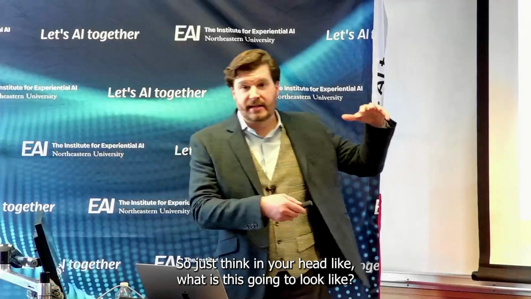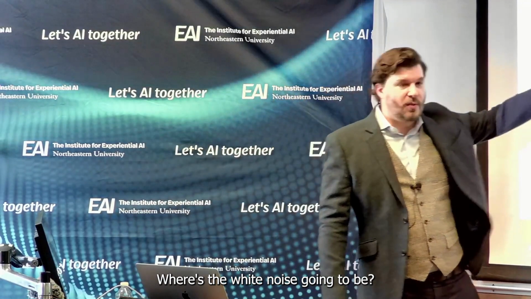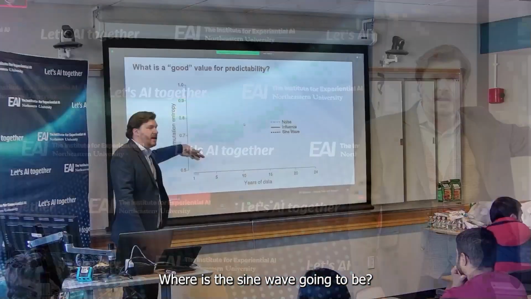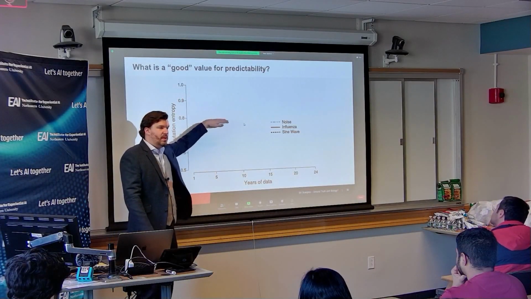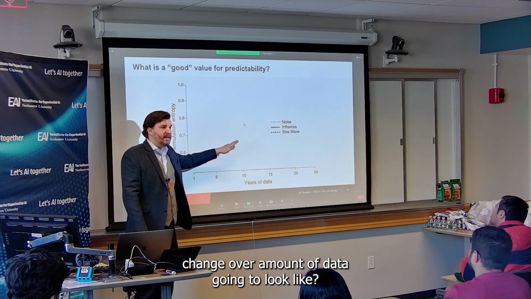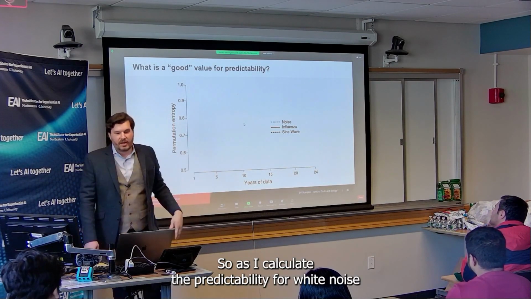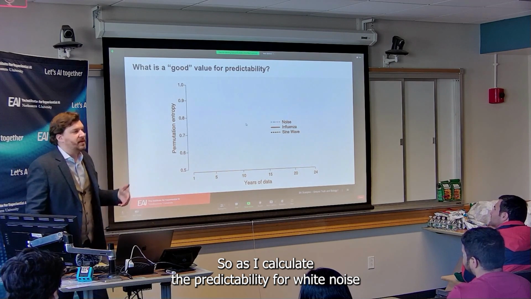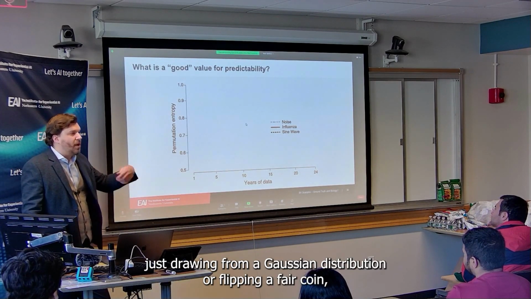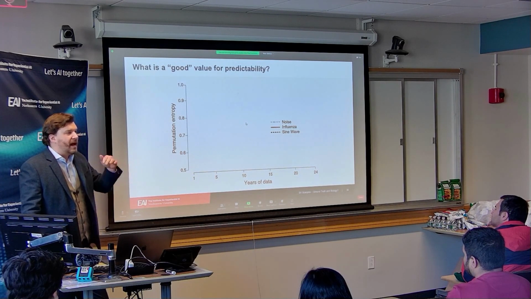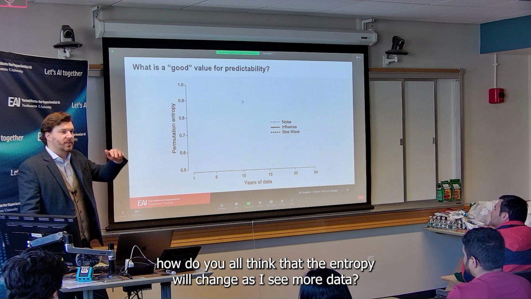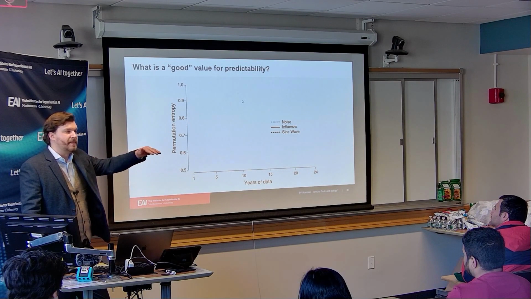So just think in your head, what is this going to look like? Where's the white noise going to be? Where's the sine wave going to be? And what's the change over amount of data going to look like? As I calculate the predictability for white noise, just drawing from a Gaussian distribution or flipping a fair coin, how do you all think that the entropy will change as I see more data?